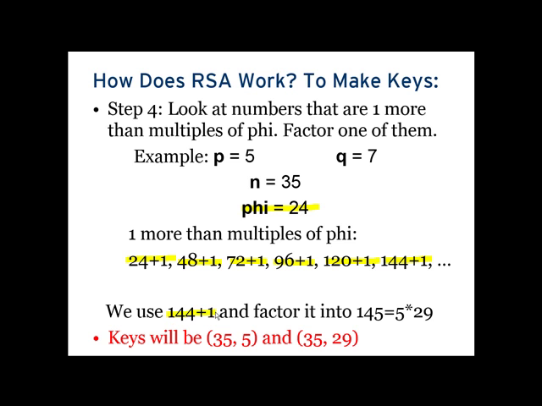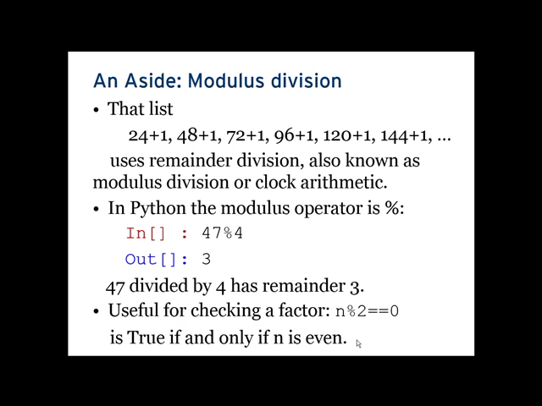So we're going to use 145, and we're going to factor 145. 145 is equal to 5 times 29. So this is the last part of our key. Our first key is 35,5, and the second key is 35,29. One can be public, the other's private. It really doesn't matter which one we choose to be public and which is private. But those are the keys we're going to be using, 35,5 and 35,29.